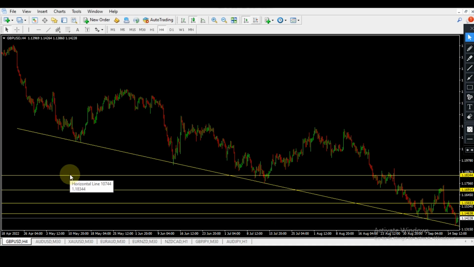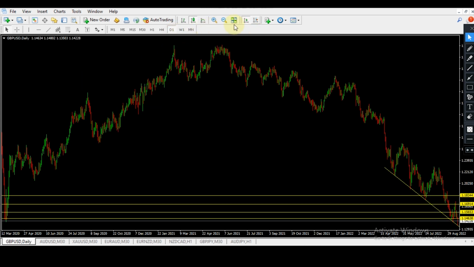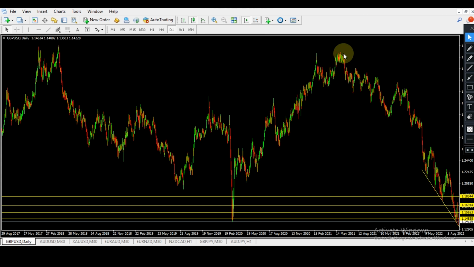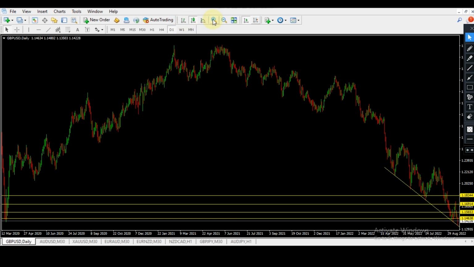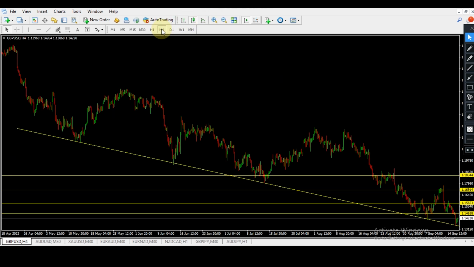So here we are, on pound dollar. If I go to the daily, we can see that over the long term, from the top here, it has been a downtrend. The pound has been falling against the dollar. On a bigger time frame, we've been on a downtrend. So we go into the H4, and I've marked out my charts with these lines.